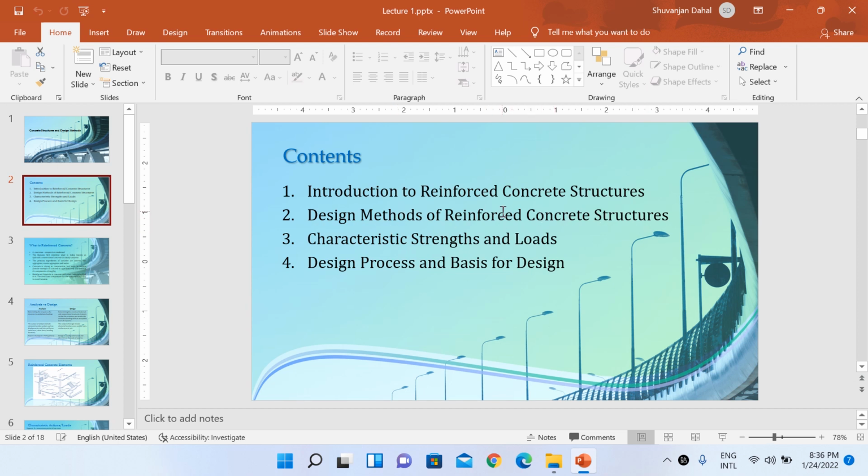In next section or in next class, we will begin with the limit state design method. We will look at the working stress design method at the very end in 1 or 2 lectures, but we will start with limit state design in our next chapter. So that means we will start with our second chapter in our next video lecture.